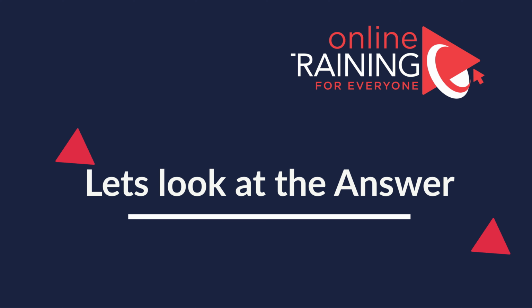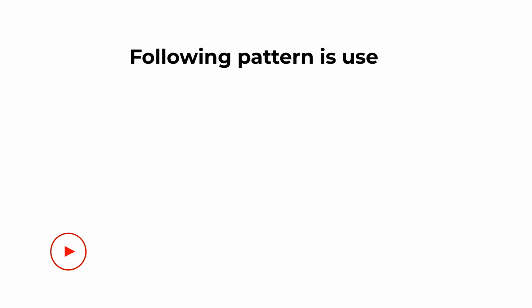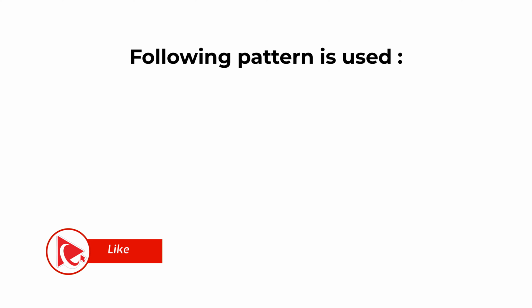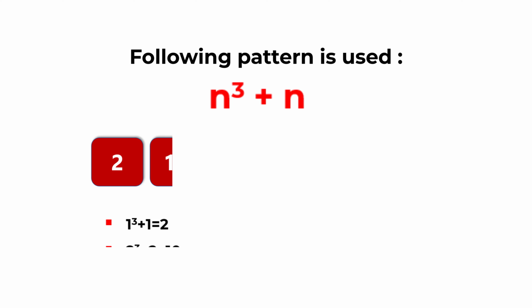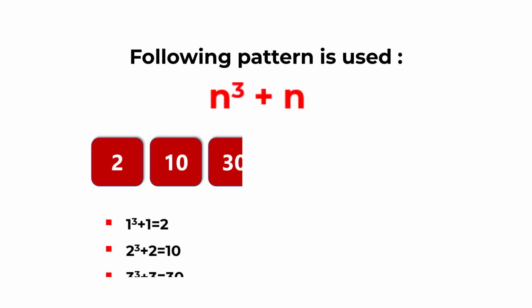When dealing with sequence questions, my recommendation to you is always look for patterns. And to determine the answer in this case, we need to use the pattern n cubed plus n. So it starts with the first number, which was calculated as 1 cubed plus 1 equals 2. Next number was calculated as 2 cubed plus 2 equals 10. The following number was calculated as 3 cubed plus 3 equals 30.